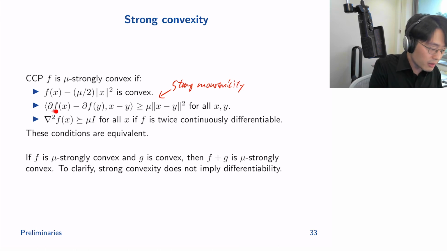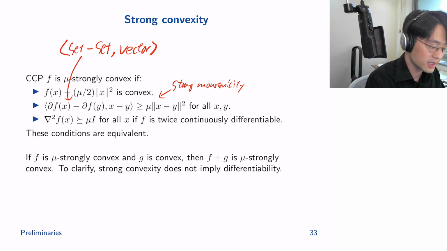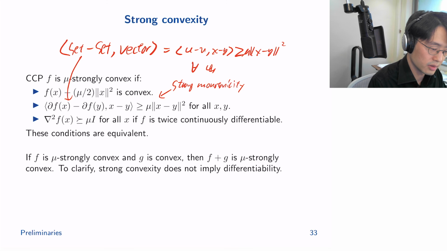We'll see this again when we talk about monotonicity. But I want to draw your attention to this thing. Here, this is the norm of x minus y squared, which is just a scalar. But here, this is a set minus a set, in an inner product with a vector. So what I really mean when I write this is: the inner product of u minus v with x minus y is bigger than or equal to mu times the norm of x minus y squared, for all u in the subdifferential of f at x, v in the subdifferential of f at y, and x, y in R n.